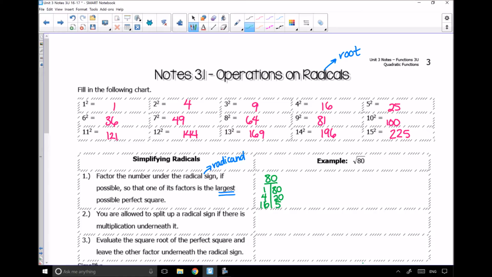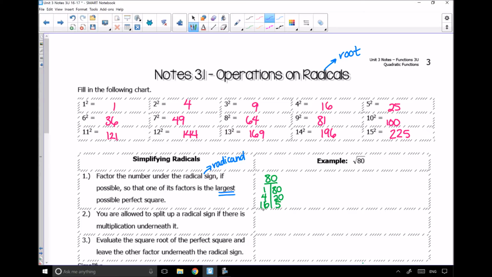And I'm going to keep going through my list until I get to the halfway point of whatever my radicand is. So here, since my radicand is 80, I'm going to keep going until I get to 40. So I'm going to try 25. Is 80 divisible by 25? Nope, so it's not a factor. Next, I have 36, and 80 is not divisible by 36 either, so that's not a factor. And then I can stop because all the other perfect squares are greater than half of 80, okay? So now that I've done my chart, I want to choose the largest possible perfect square.